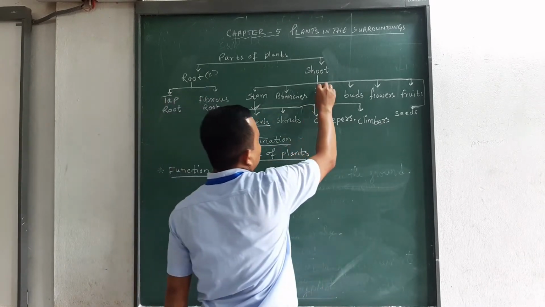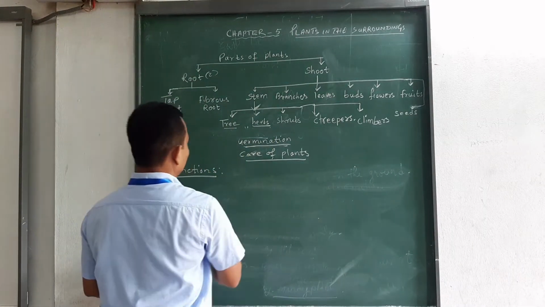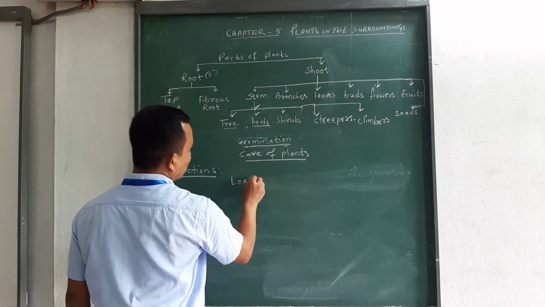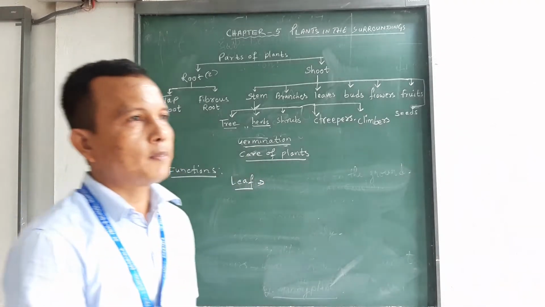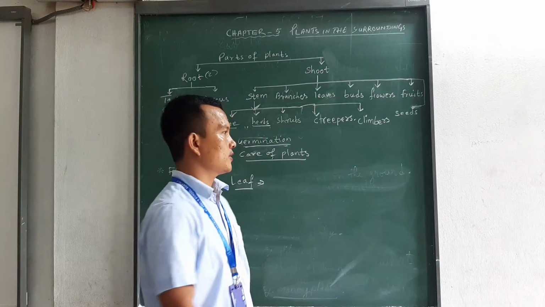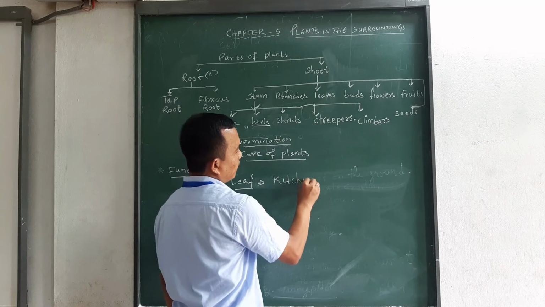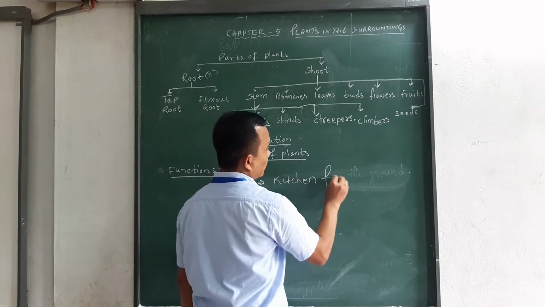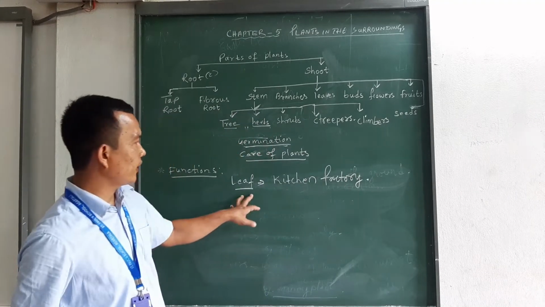Now, next point is leaves. It's very important. Leaves or leaf, singular one, let us write. Leaf, it plays a great role. It is also known as the kitchen factory of a plant. Why is it called kitchen factory? Now let us see.